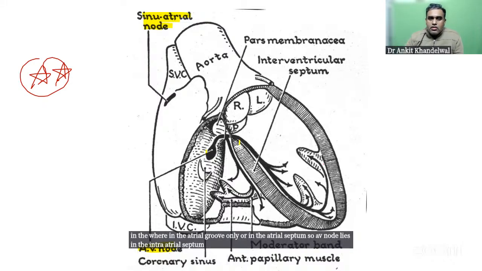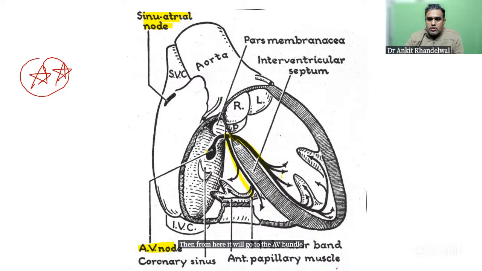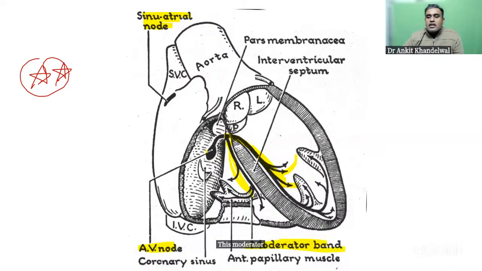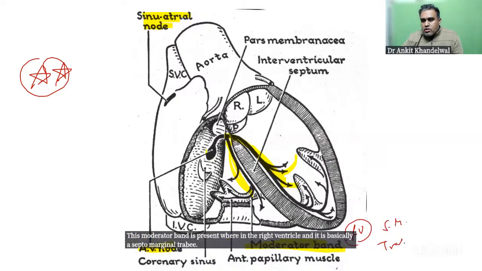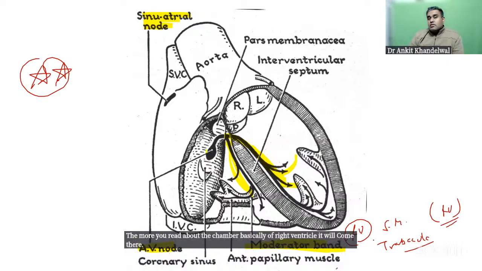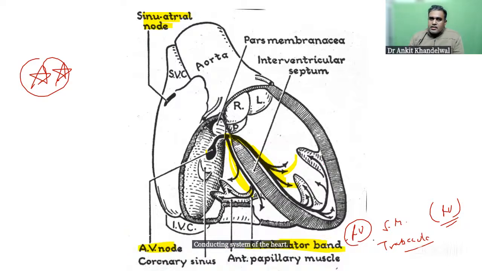Then from here it will go to the AV bundle of His, then goes to both the right and left bundle branches. Okay, so after the AV bundle, it goes to the right and left bundle branches, to the respective ventricle, and try to make a moderator band over here. This moderator band is present in the right ventricle, and it is basically a septomarginal trabecula. The more you read about the chambers of the right ventricle, it will come there. Conducting system of the heart. And for this conducting system of the heart, they can even ask you its blood supply, which we'll see in a while.